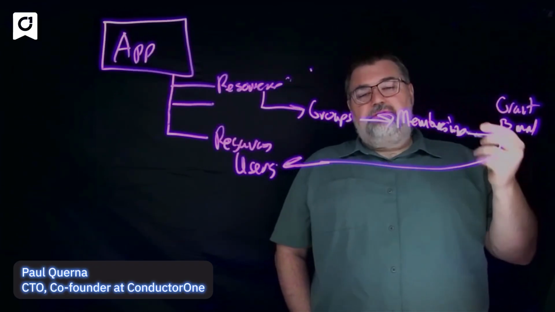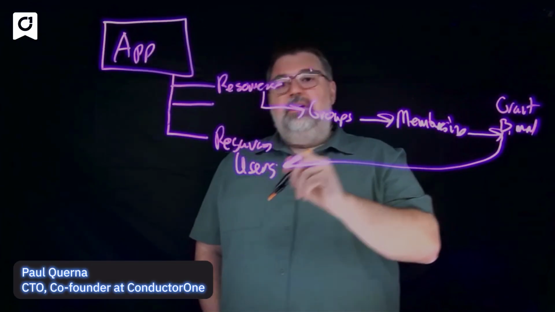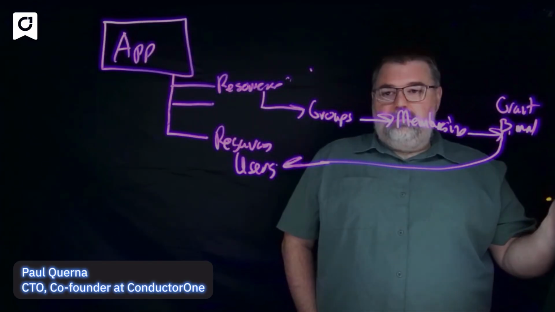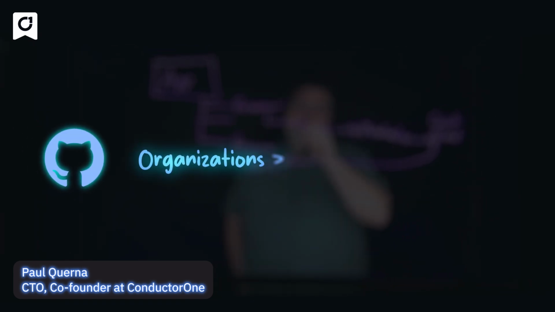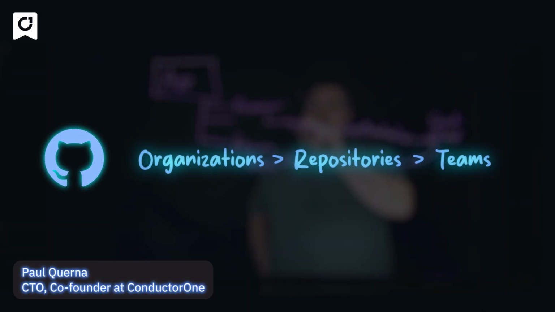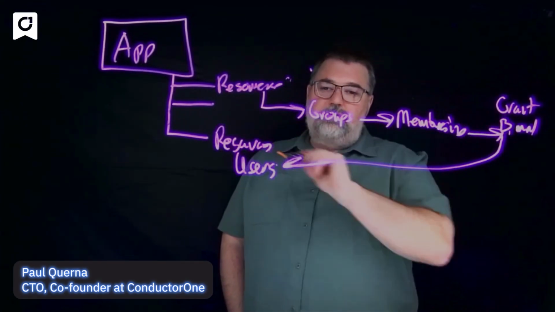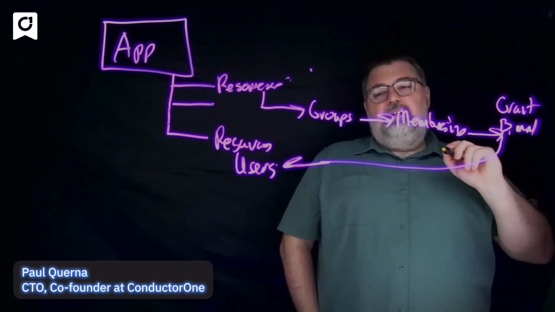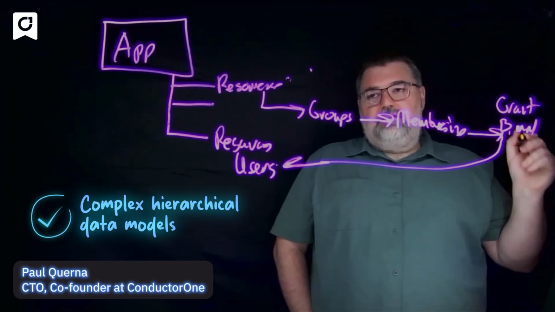because ConductorOne is fundamentally representing the authorization model of other applications. So if you think about something like GitHub, which has organizations and then repositories and then teams assigned to those repositories, this nested resource tree with individual grant pointers back to other resources allows us to model complex hierarchical data models across anything that has ever been built.